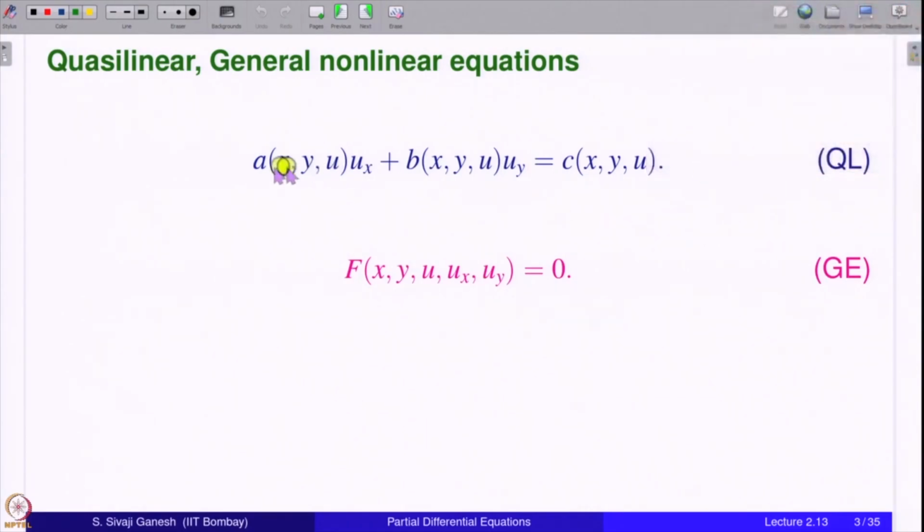So, this is to recall the notations. QL stands for quasi-linear equation and GE stands for the general nonlinear equations, or sometimes people call it fully nonlinear equations. Of course, GE contains L, SL as well as QL, but when it is presented in this form it is called general nonlinear equations.